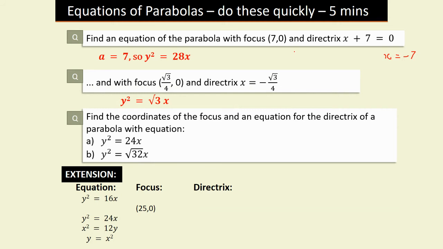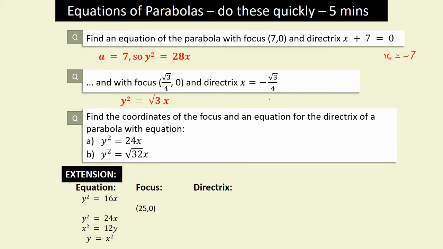The coordinates for the focus and the equation for the directrix of each one of these underneath. Well, here we've got on that first one that 24 is 4a. So a is 6. The focus must be at (6, 0). And the directrix must be x is minus 6.